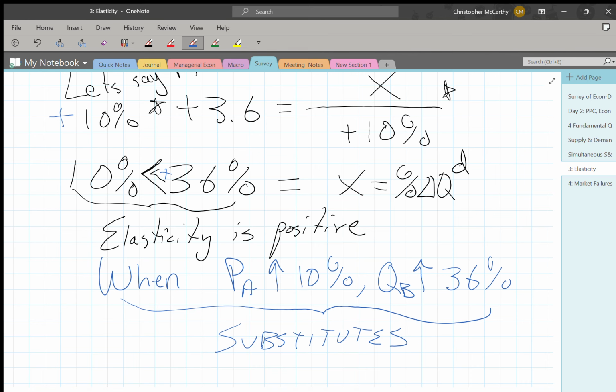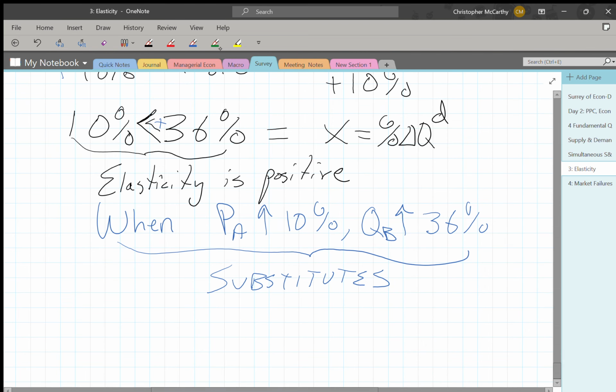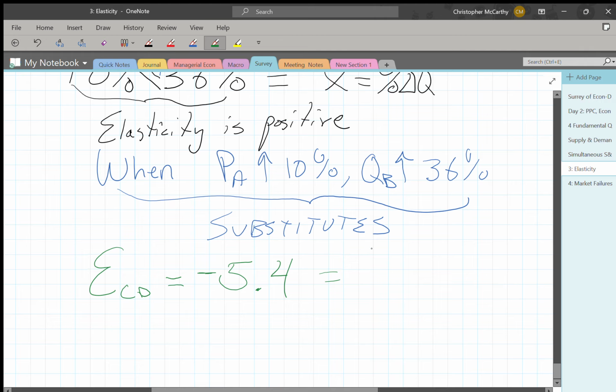So then we're asked, well, what about products C and D? The elasticity of products C and D is equal to negative 5.4. So again, we can do the same kind of thing, right? We've got to unpack this. This is equal to the percentage change in the quantity demanded of good X divided by the percentage change in the price of good Y.